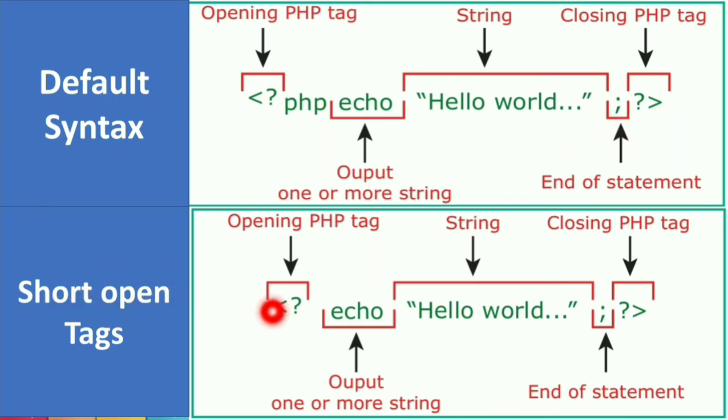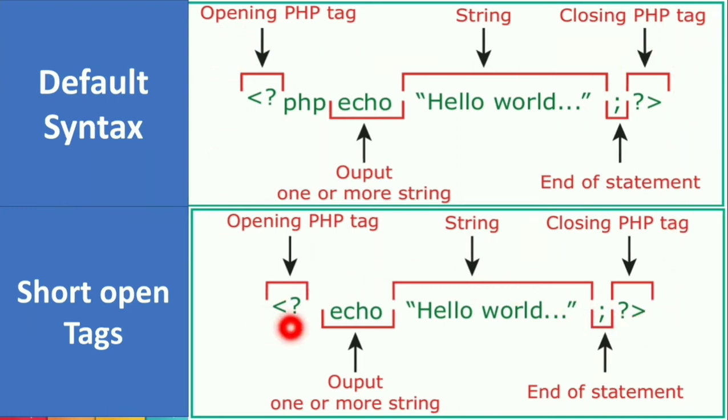Now let's compare this with short open tags. Only one difference. Here we are not going to mention the word PHP. Look at this. Only that is not there. Rest all remains the same. Open angular bracket, question mark, and the output statement, string, terminator and closing tag. So all this remains the same. So open tag and close tag, in between you can write any type of statements.